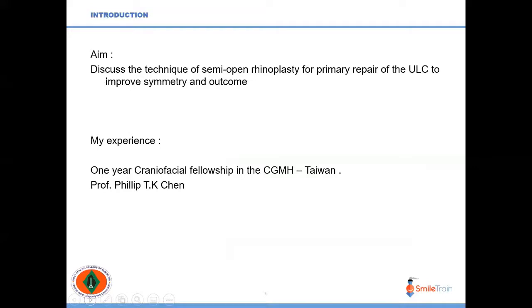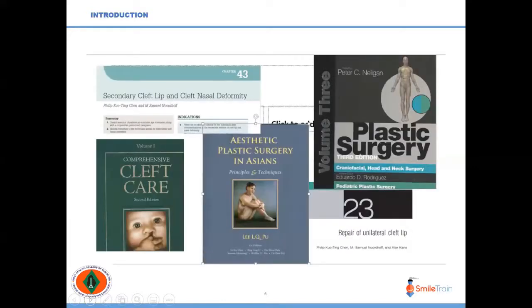My experience was during my 1-year craniofacial fellowship at the Changjiang Memorial Hospital in Taiwan, where I had the privilege of working with the renowned Professor Philip Chen, who is a renowned cleft surgeon. Most plastic surgeons and most cleft surgeons would know Professor Philip Chen as the author of the unilateral cleft lip repair in the Peter Nelligan series, as well as in the comprehensive cleft volumes.